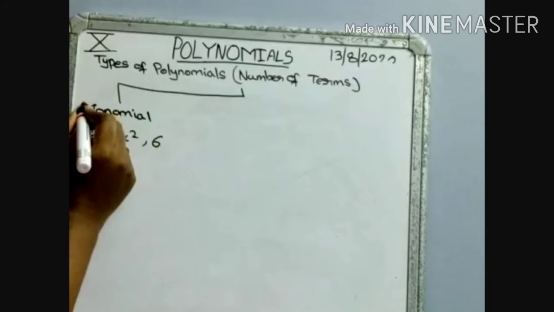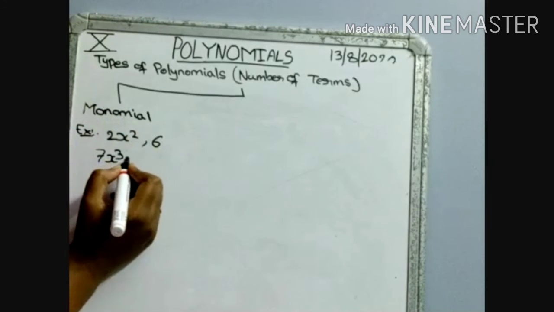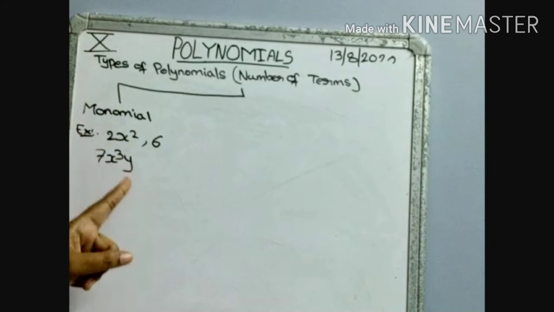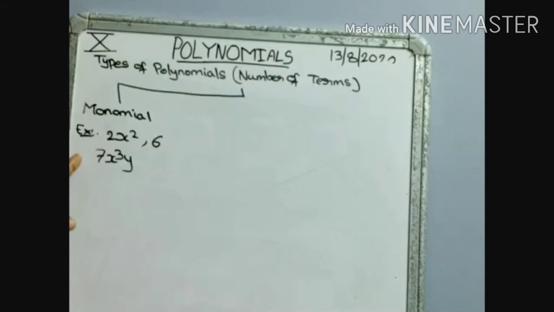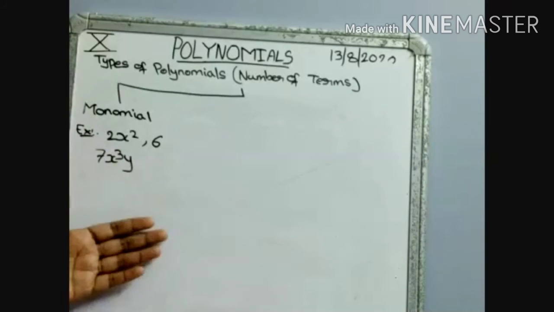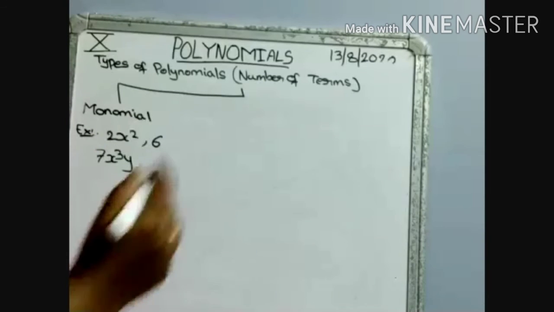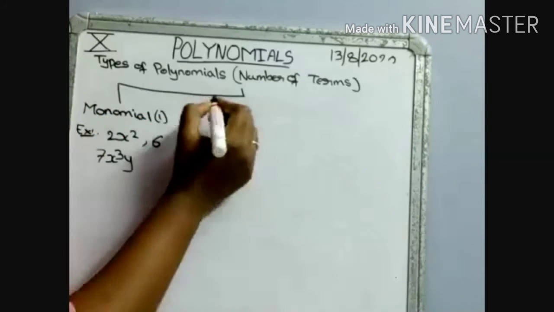If you take like this, only one term, you can take 7x cube. Suppose like that you can take anything. 7x cube is one term, 2x square is one term, 6 is one term. So it is called a monomial. How can we write? If an expression has only one term, it is called a monomial. Mono means one term.